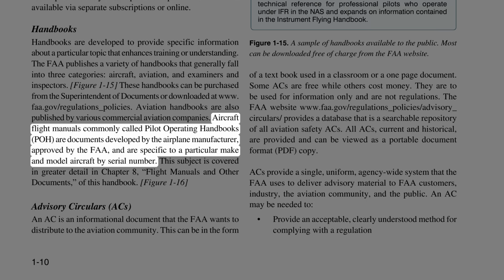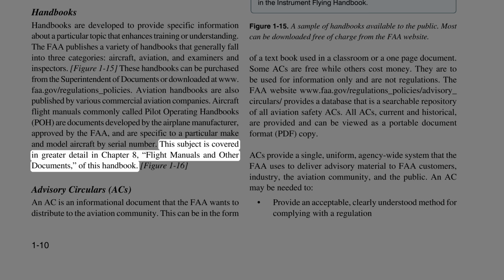Aircraft flight manuals, commonly called pilot operating handbooks (POH), are documents developed by the airplane manufacturer, approved by the FAA, and are specific to a particular make and model aircraft by serial number. This subject is covered in greater detail in Chapter 8, Flight Manuals and Other Documents, of this handbook.